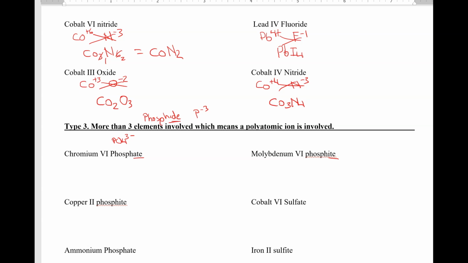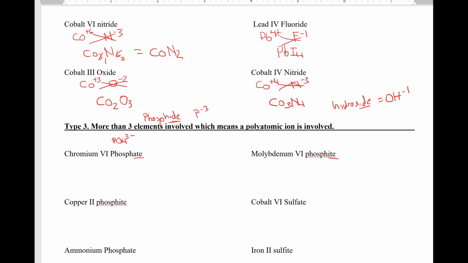The only exception, and I do want to make this clear, is hydroxide. Hydroxide has an "ide" ending, but it's actually OH negative 1. That is the only polyatomic ion that has that weird quirk. Everything else can either end in "ite" or "ate," so be aware of that.